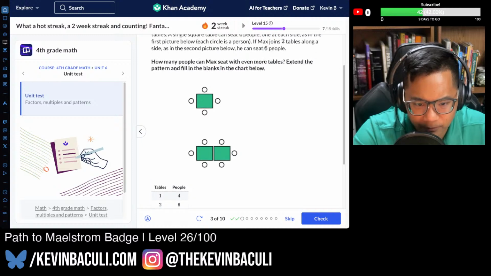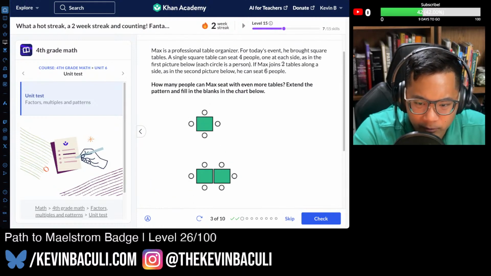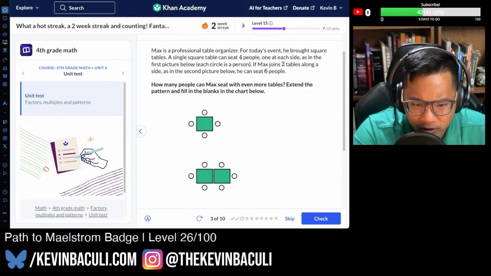G5. Max is a professional table organizer. For today's event, he brought a single square table. Let's see, 4 people, one on each side. The first picture below. If Max joins 2 tables, he seats 6 people. How many people can Max seat with even more tables? Extend the pattern.